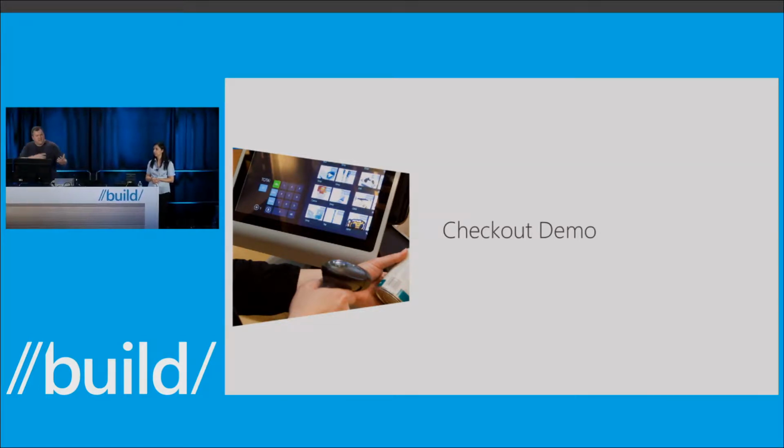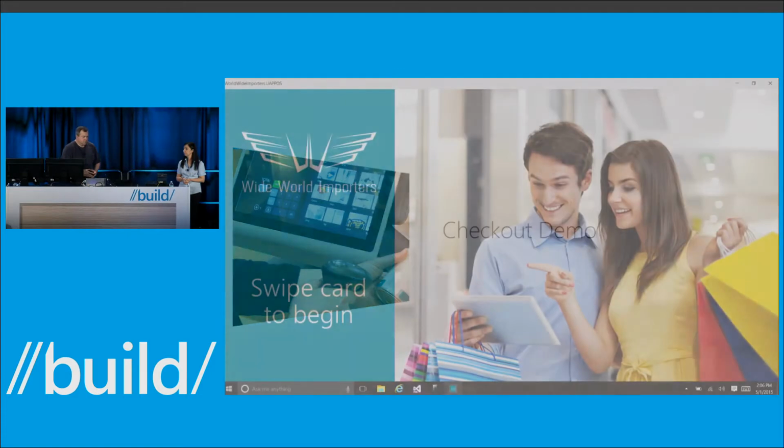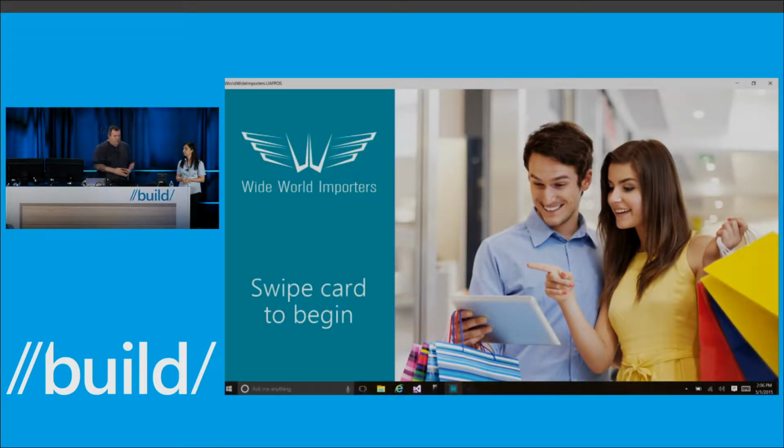We have an NFC reader, a receipt printer, a cash drawer, and a barcode scanner. We'll be utilizing a Windows Phone to show the HCE part of this demo. So what I would like to do now is take you through that, and you can see how a customer would interact with one of these self-checkout kiosks. So here's our kiosk.